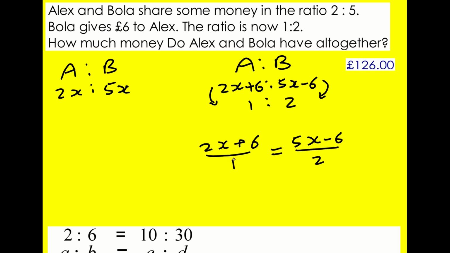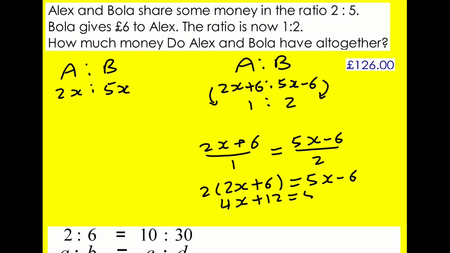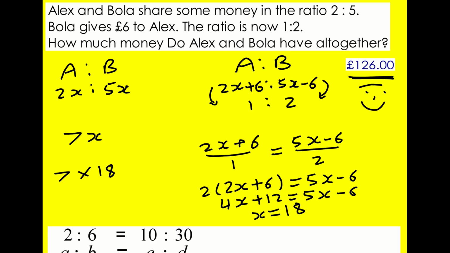And actually this is not too bad. The divide by 1 I can just get rid of, and then I can multiply through by 2. So it's going to be 2x plus 6 equals 5x minus 6, so 4x plus 12 equals 5x minus 6. Minus 4x on both sides, add 6 to both sides, x will equal 18. And we're nearly there. How much do they have altogether? Well, they've got 7x altogether, so it's 7 times 18, which is 126. I think this is a hard topic in ratio, but hopefully you're happy with it now.